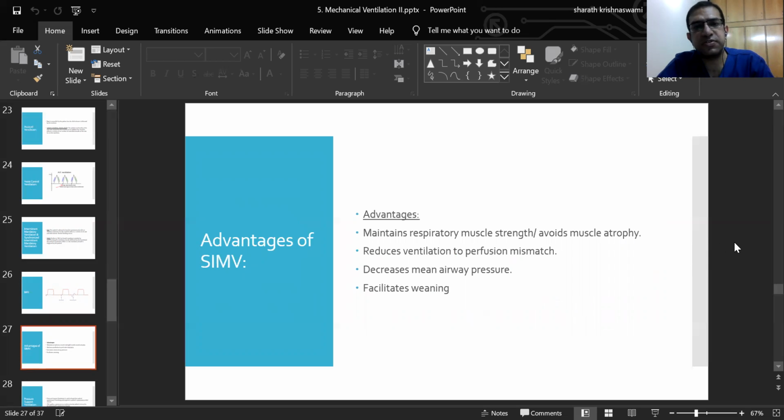The advantages of synchronized intermittent ventilation are that it maintains the respiratory muscle strength and avoids muscle atrophy. It reduces the ventilation to perfusion mismatch. It decreases mean airway pressure and facilitates weaning. Weaning is a process by which we slowly remove the patient from the ventilator support.